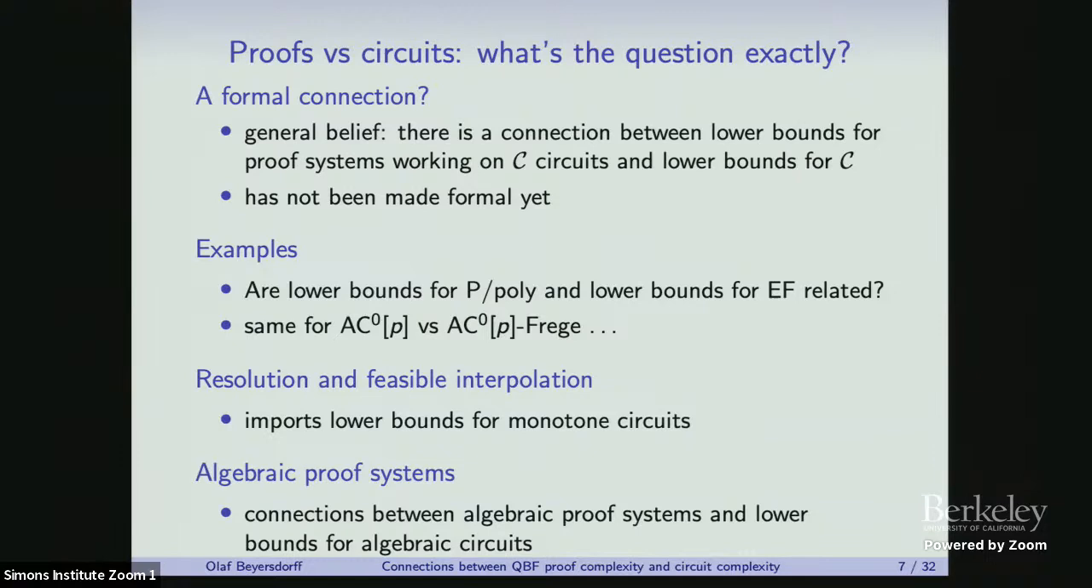As I tried to say before, this isn't made formal yet, but to be a bit more specific, one example would be we would like to show a correspondence between lower bounds for P-poly, so unrestricted circuits, and extended Frege, because extended Frege can be understood as a proof system where the lines are just P-poly. And same for other complexity classes, for instance AC0 mod p circuits, where we do have a circuit lower bound, and AC0 mod p Frege, where we don't have a proof size lower bound. It was also mentioned before in this workshop that we do have restricted settings where this transfer works. One is feasible interpolation, but here we talk about monotone circuits, so it's perhaps not so clear how this relates to resolution. It works also for cutting planes. Ido talked a lot about this in the algebraic setting.